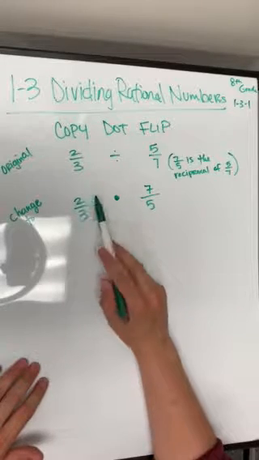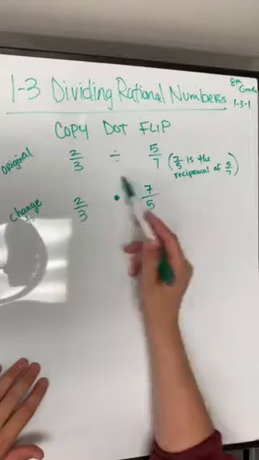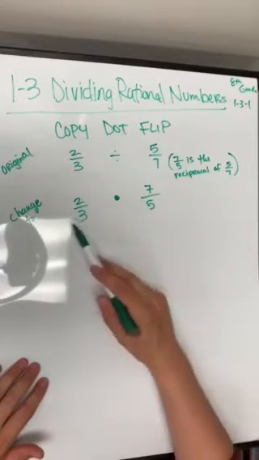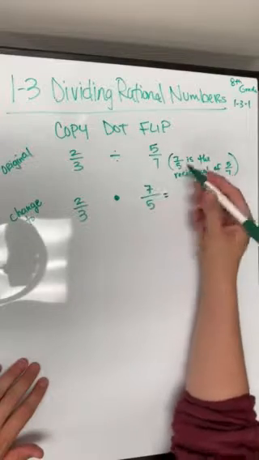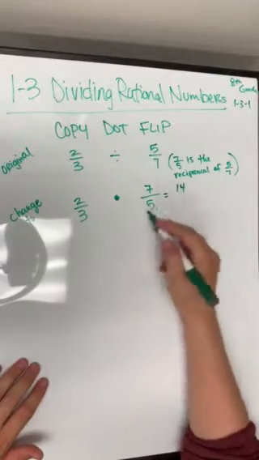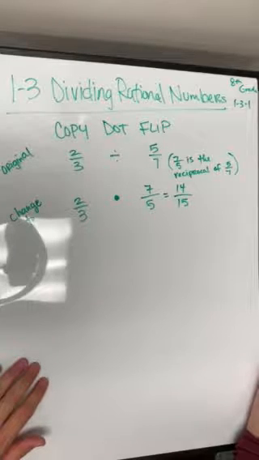Right now we have 2 and 7 on top with 3 and 5 on bottom. Nothing on top will cancel out with anything on bottom. So we really just go straight across. 2 times 7 is 14. 3 times 5 is 15. So our answer is 14/15.